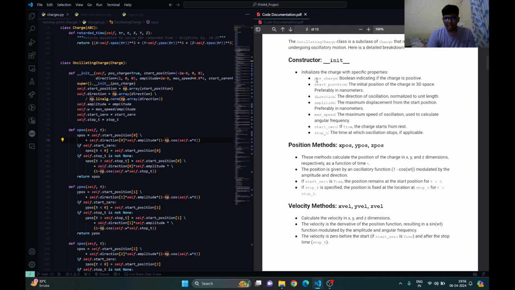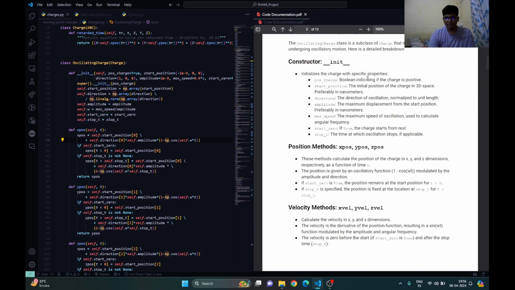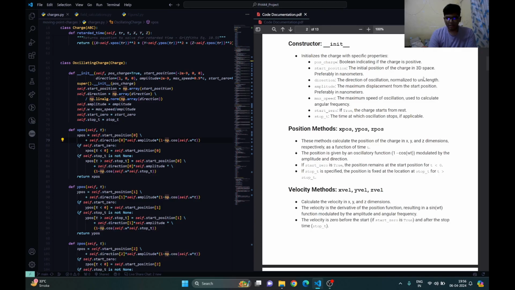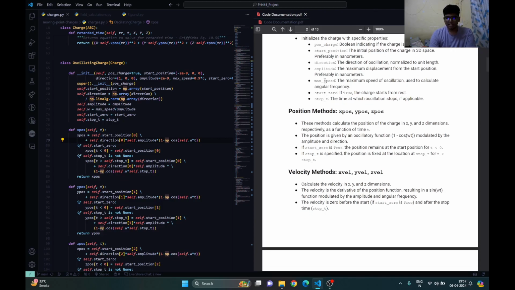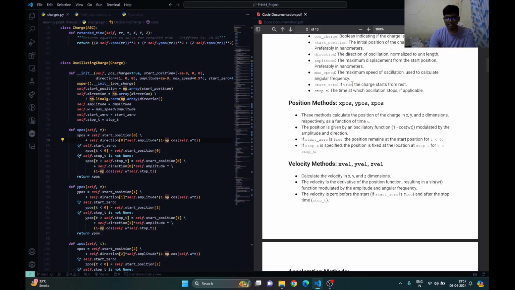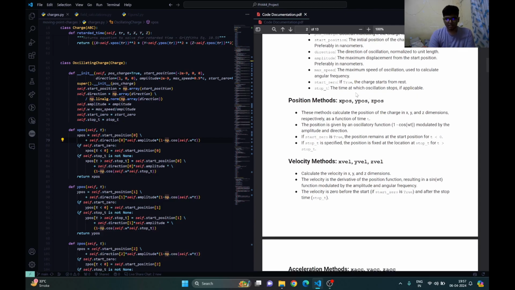So we can define the positive charge. Basically, if it's true, then the charge is positive, and if it's false, the charge is negative. We can define the start position. We can define the direction, basically the XYZ, in what direction will the charge oscillate, and then the code automatically normalizes it to unit length. We can also define the amplitude of oscillation, the max speed of the oscillation, and start zero just means that if true, the charge starts from rest, and if false, it starts at whatever velocity you define it to be.